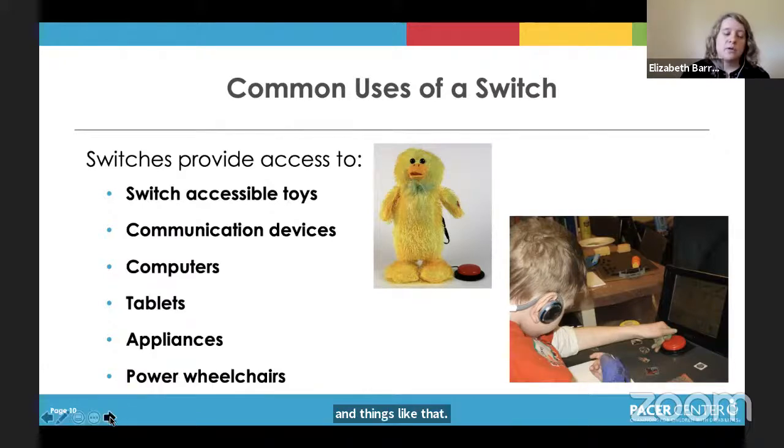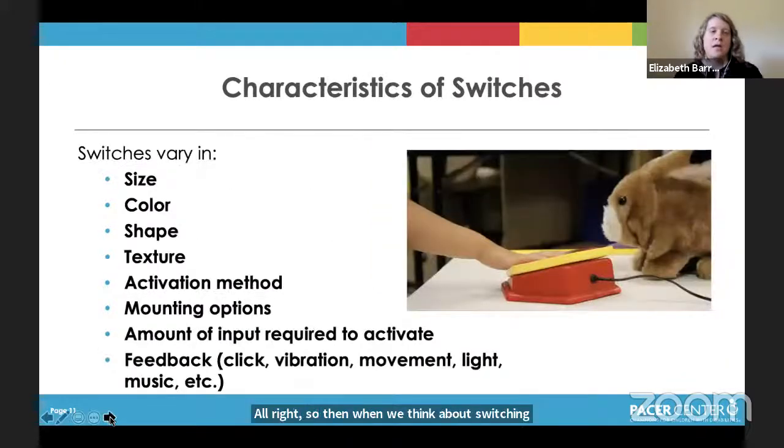All right, so then when we think about switches, there are many, many switches available, and we're going to look at some today, but there's no way we could look at all of them. So just know that switches can vary in lots of different ways, including size. So you can have switches that are very, very small, or you can have switches that are bigger, that have a bigger activation target. They can vary in color. So some individuals might be able to see different colors better than others. So that might be something to consider. They vary in shape as well as texture.